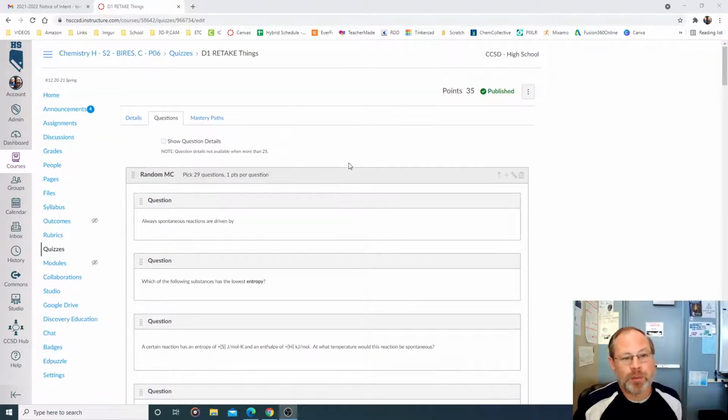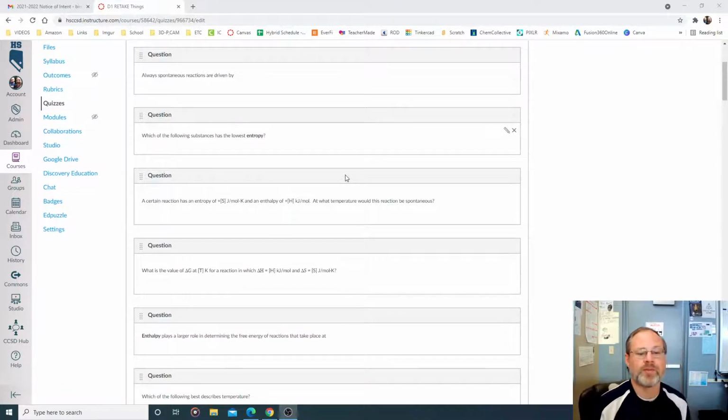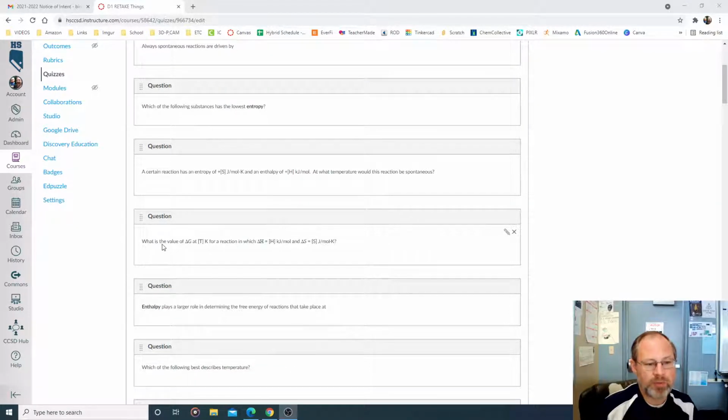So I'm in a classic quiz. This actually works in classic quizzes and new quizzes. I'm using classic quizzes because that's the questions that are coming in from ExamView. So take a look. Notice here it says, what is the value of delta G at T Kelvin for a reaction in which delta H equals H kilojoules and delta S is S?